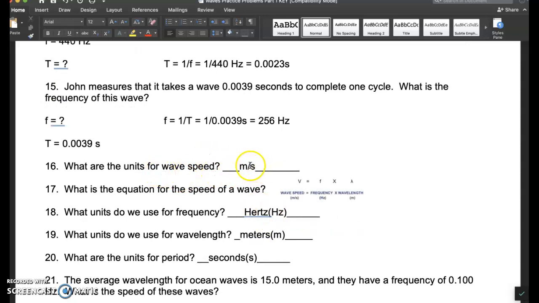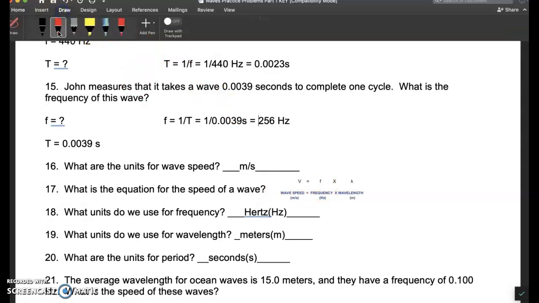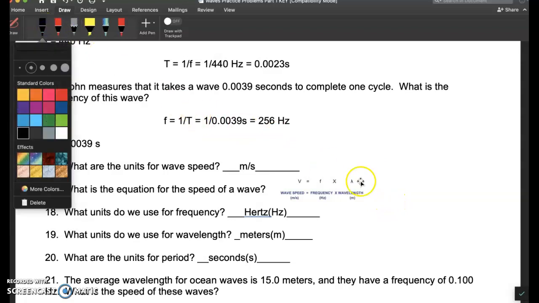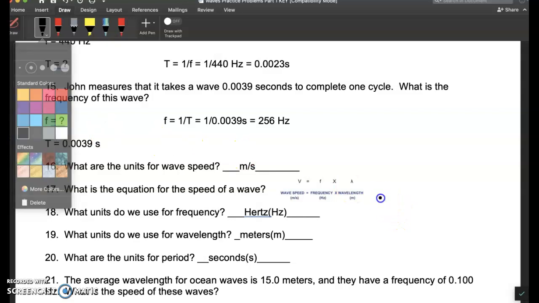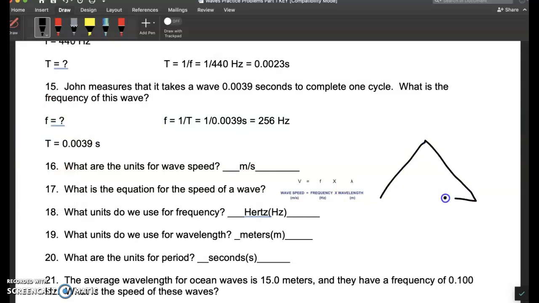So wave speed is meters per second. The equation for wave speed we have right here. And just as we did before, you can actually create a triangle for that as well. The way you do that is you have the two pieces that are multiplied end up going on bottom. So here I have frequency and I have wavelength, or lambda. And then the part that's on top would be my wave speed, or velocity, here.